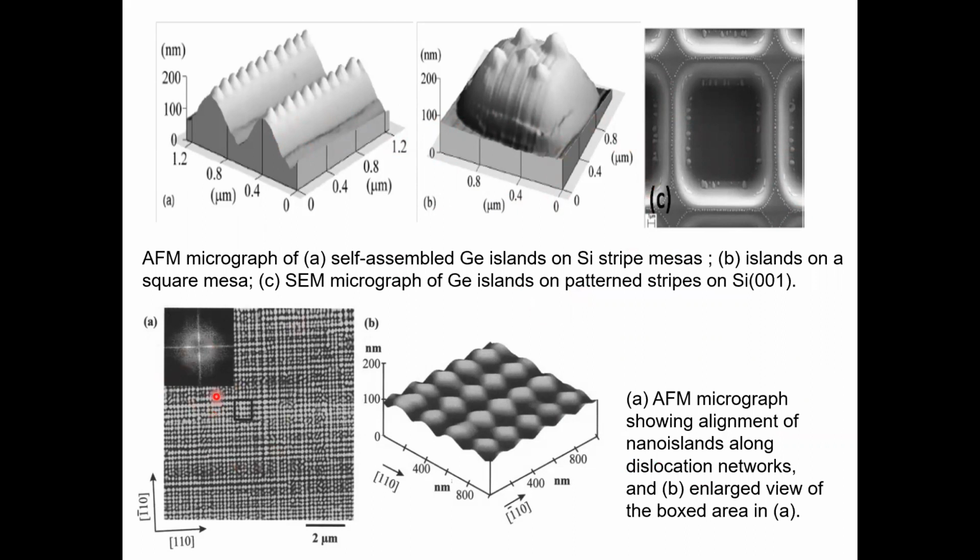Or you can guide by introducing dislocation loops. You can see these are dislocations. If you take a closer look at this pattern, you can see that they're very well ordered. So you can get alignment of nano-islands along the dislocation network. So that's an example of that.